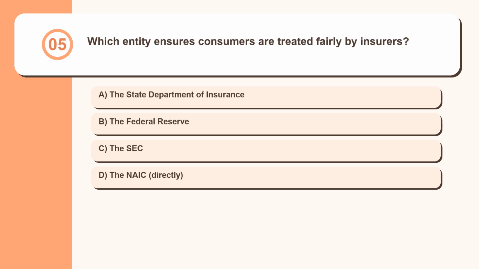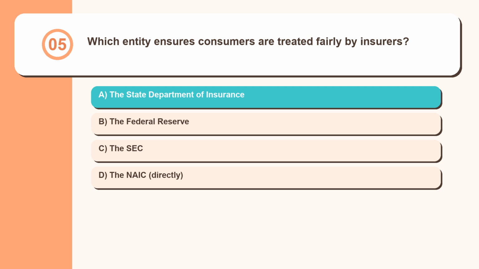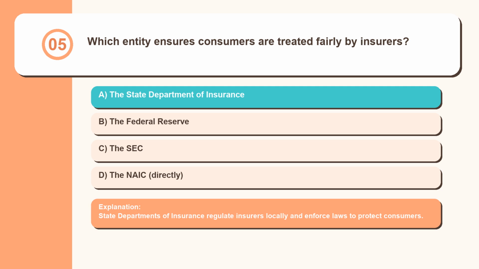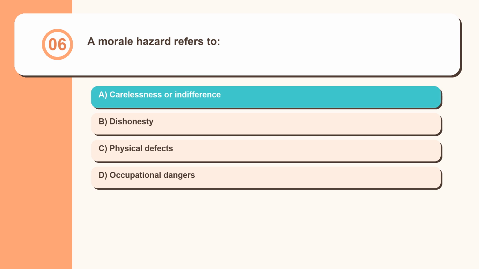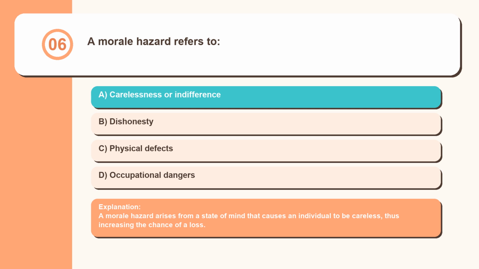Question 5. Which entity ensures consumers are treated fairly by insurers? The State Department of Insurance, the Federal Reserve, the SEC, the NAIC directly. State departments of insurance regulate insurers locally and enforce laws to protect consumers. Question 6. A morale hazard refers to: carelessness or indifference, dishonesty, physical defects, occupational dangers. A morale hazard arises from a state of mind that causes an individual to be careless, thus increasing the chance of a loss.